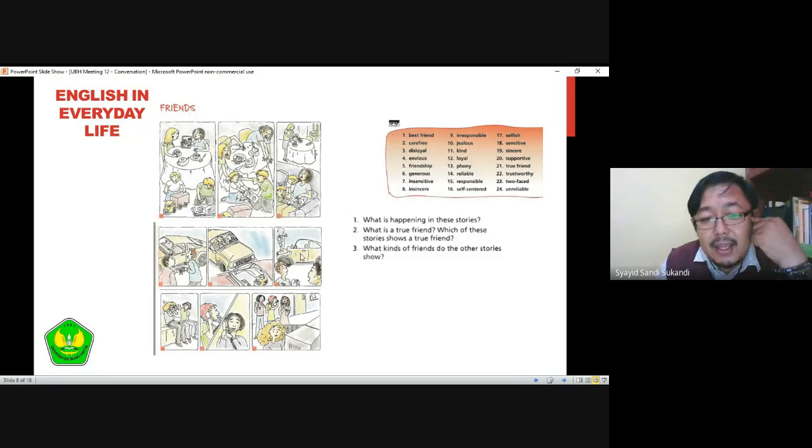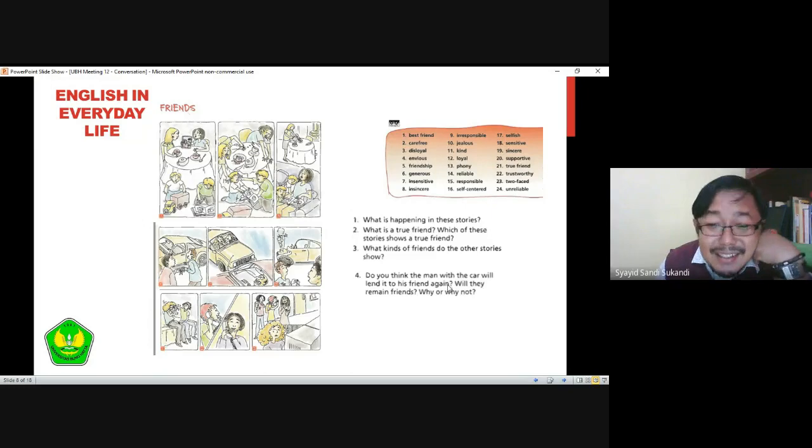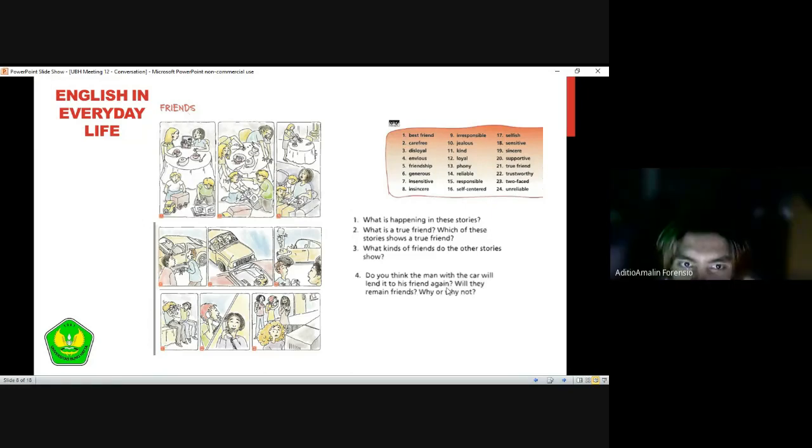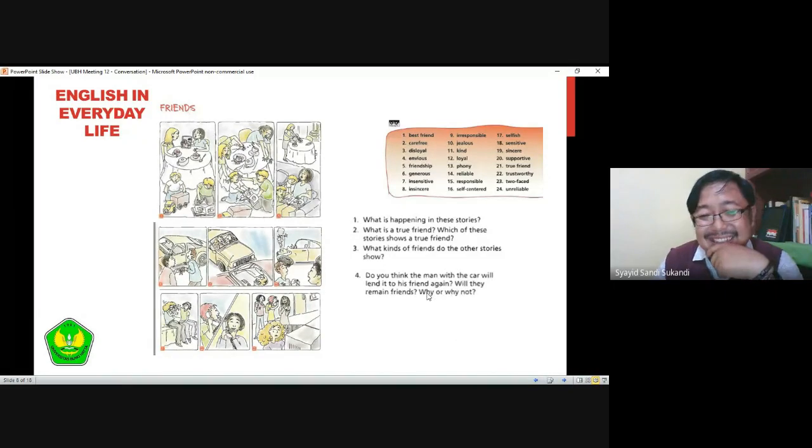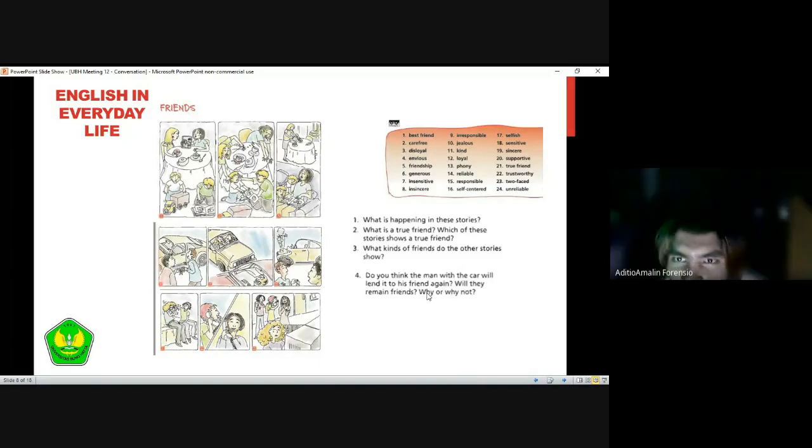What happened after that is that Mr. Yellow's car was damaged in the front part, bagian depan, the front part or the machine part. And Mr. Yellow asked for his car key back. Okay, that's what happened. So, do you think that the man with the car will lend it to his friend again? That's the question. Maybe he will, because apparently he's a kind sir. So maybe he will. Probably not. I think he will. Yes, that's a bad idea. You have negative thoughts, don't you?